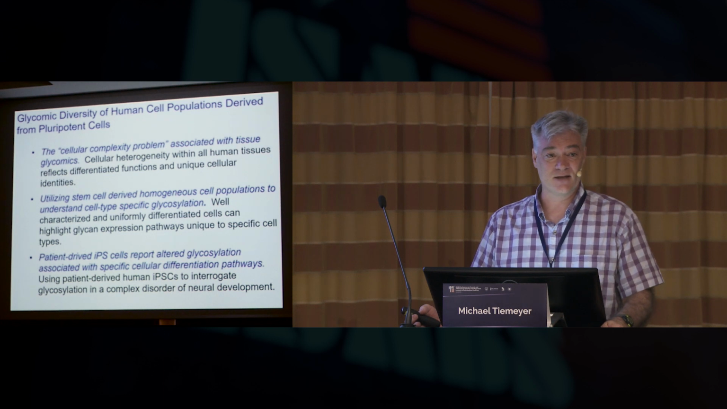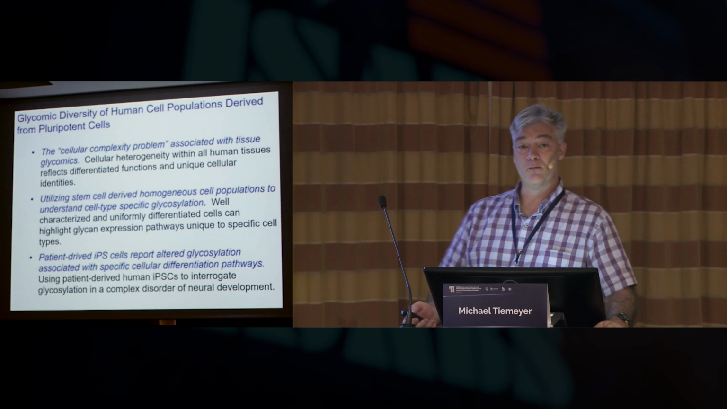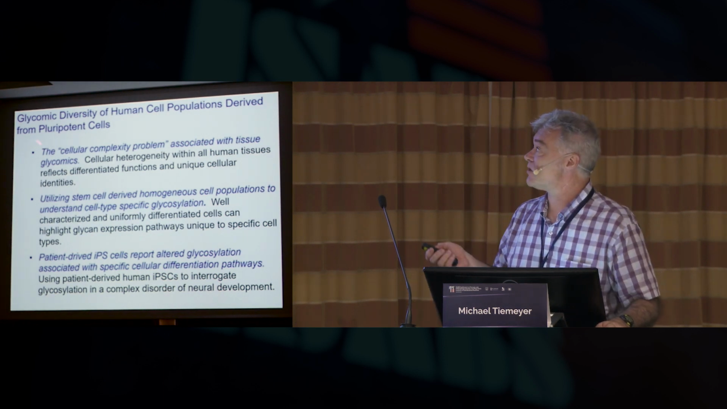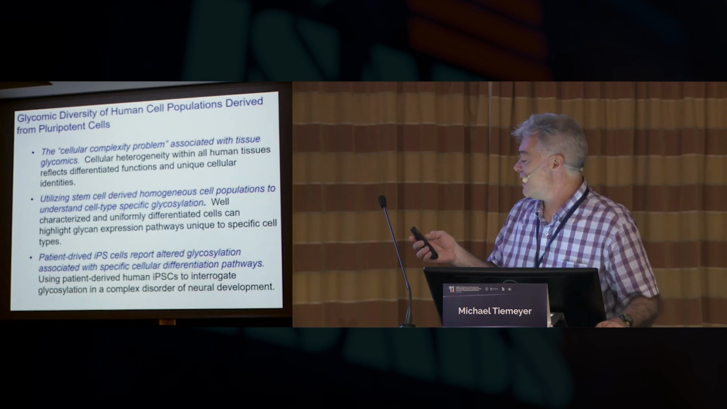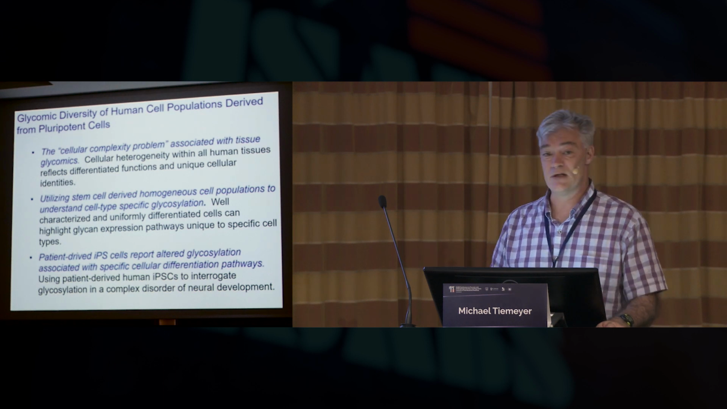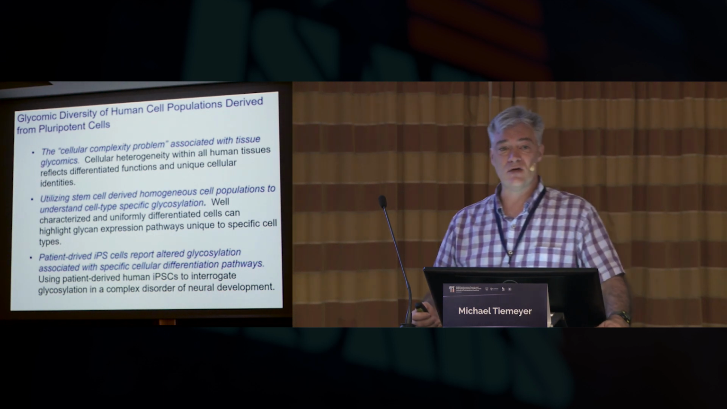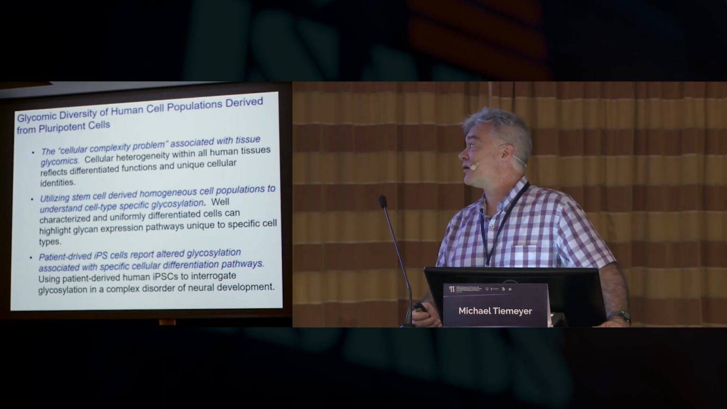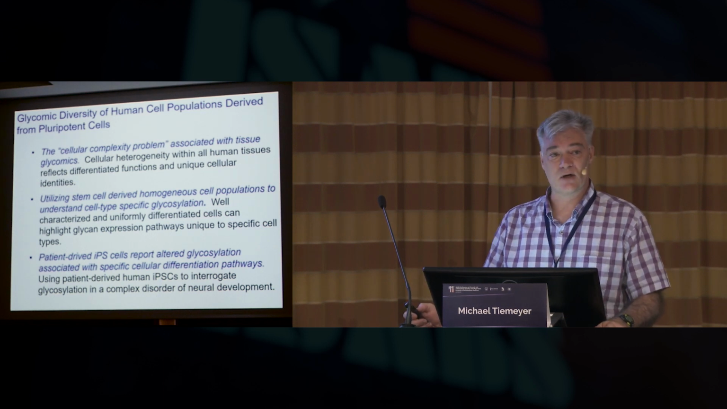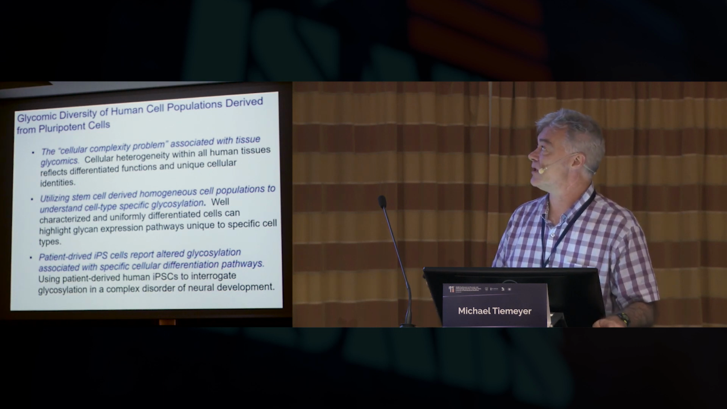Tissues are complex things. And can we simplify our glycomic questions to look at more homogeneous cell populations, and how do we get those homogeneous cell populations? So I'm going to talk about that problem briefly, and then talk about our utilization of stem cells to derive more homogeneous cell populations, and then finish up by talking about, I think, a unique aspect of having cellular resources where you can utilize patient-derived iPS cells to ask glycomic questions associated with specific disease-relevant cell populations.